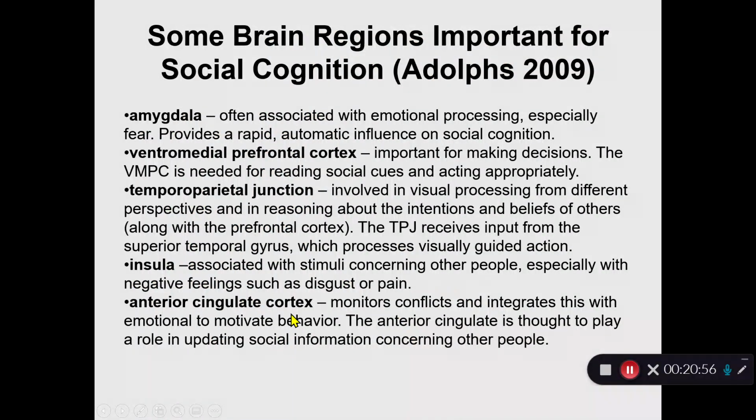The anterior cingulate cortex monitors conflict and integrates this with emotion to motivate behavior. The anterior cingulate cortex is thought to play a role in updating social information concerning other people. So when your feelings and your thoughts about a person are in conflict, you can activate the anterior cingulate cortex and it'll help you figure it out.